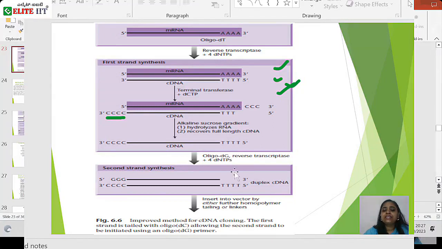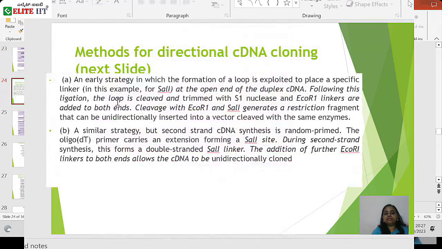Okay, now see. In this case, you are making the duplex cDNA or double-stranded cDNA, right? Now, this is actually blunt end. In most cases we insert any DNA with a cohesive end, which is better. Cohesive end means some hanging region will be there at the 3' position, on two sides. So in order to make that cohesive end, you can add a linker. That is done in this slide, showing how you can make the cohesive end.